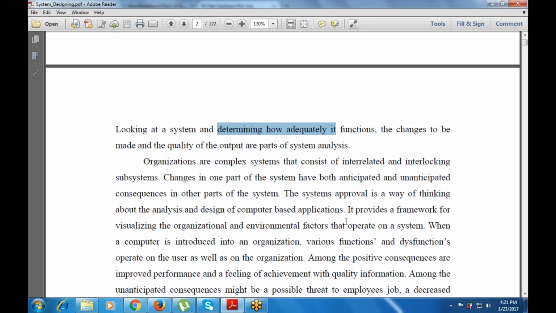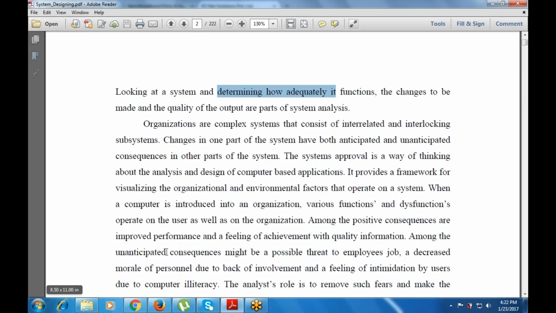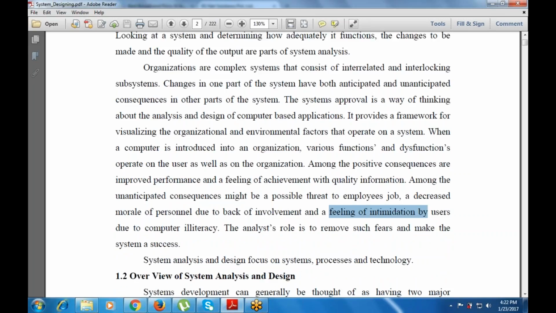Among the positive consequences are improved performance and a feeling of achievement with quality information. Then what are the various drawbacks and limitations? There are unanticipated consequences, such as a possible threat to employee jobs, decreased morale of personnel due to the lack of improvement, and a feeling of intimidation by users due to computer illiteracy. The role of the analyst is to remove such fears and make the system a success.